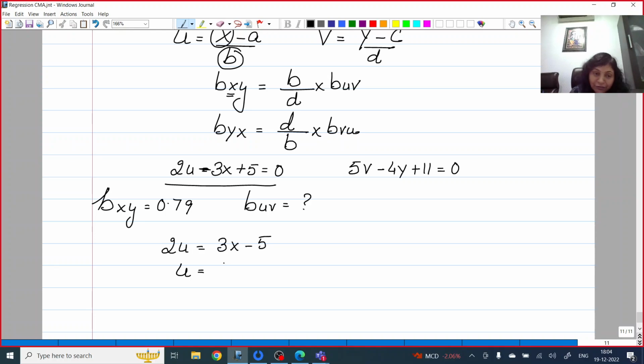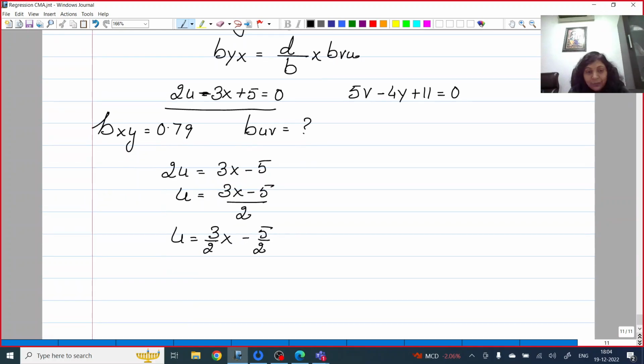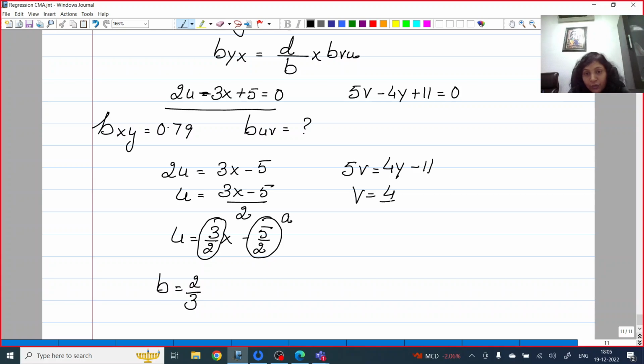Now the coefficient of u should be 1. So divide the right hand side by the coefficient of u. So u is equal to 3 by 2 x minus 5 by 2. So understand one thing. This is your a. What is b? The inverse of coefficient of x. That means b is equal to 2 by 3. Similarly, in this case, 5v equals 4y minus 11. So v is equal to 4 by 5 y minus 11 by 5. So in this, what is d? That is inverse of coefficient of y. So d is 5 by 4.